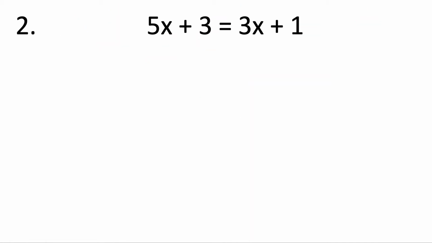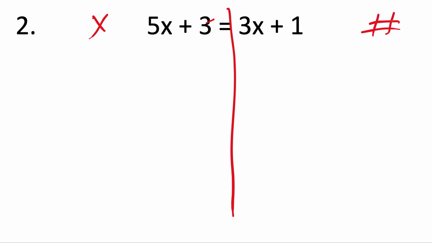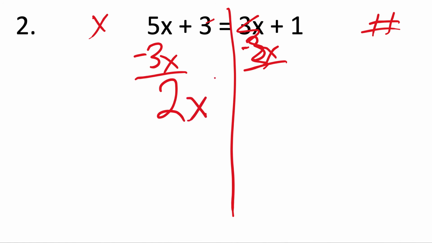All right, one more example. Let's go to number 2. Again, first step is always line down the equal sign, and again, just for today, I'm going to set x's to this side, numbers to that side. It doesn't always have to be that way, just for today because we're starting out. So 3x is going to go to the other side. I'm going to subtract it. If I subtract it here, I subtract it there. It cancels on this side. 5x minus 3x is 2x.